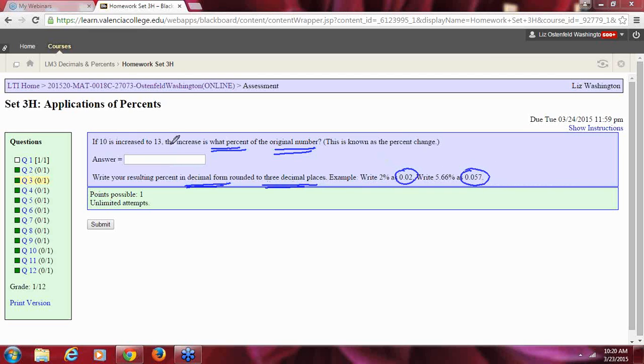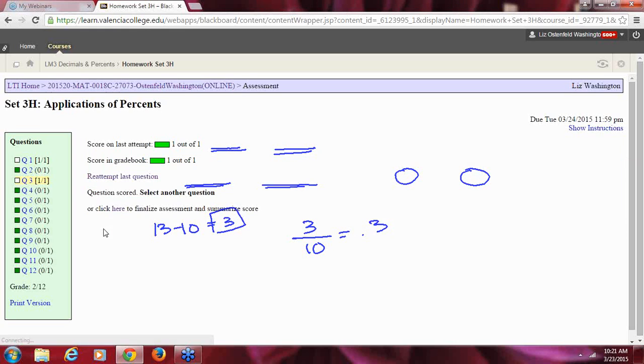So the difference between my original number 10 and my new number 13 is 3. So I'm going to take that number 3 and divide it by the, again, I want to know the percent of the original number. The original number is 10. So I'm going to get 0.3. Now there isn't anything to round to, so it should accept this. Let's make sure. There we go.